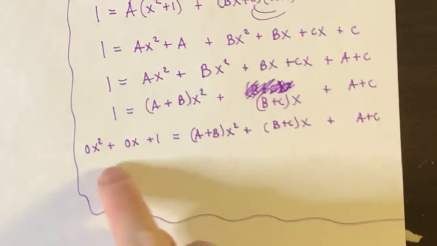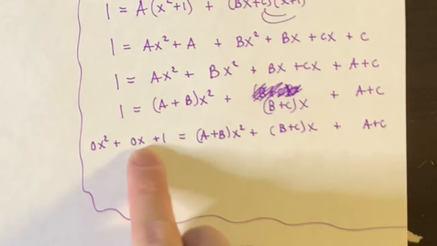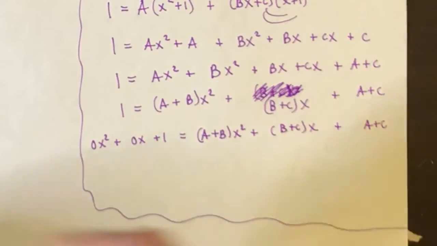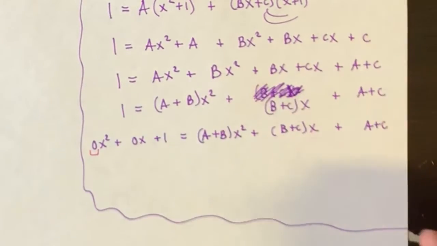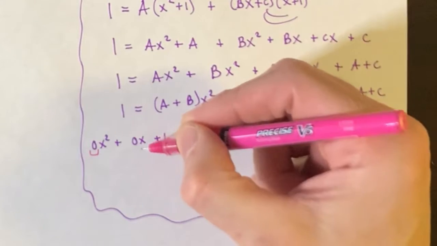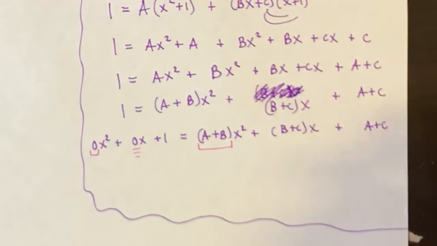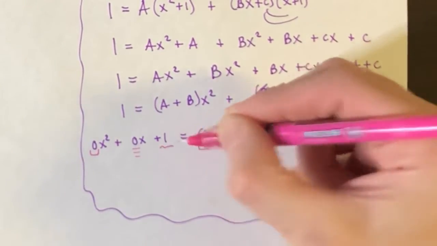So you see how on the left-hand side, that's still equal to 1. But the reason I inserted these zeros is to make a comparison. Let's compare left with right. Notice how on the left, the coefficient of x squared is 0. Here, the coefficient of x squared is a plus b. Here, the coefficient of x is 0. Here, that's the coefficient. And then there, the constant is 1. And here, the constant is this.